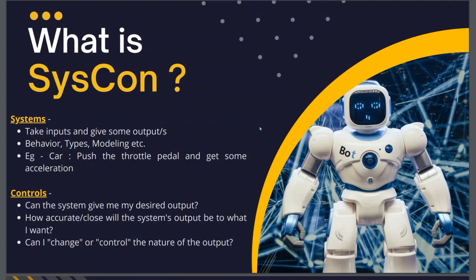Next, what are controls? So if I have a system which, if I give some input, gives me an output, then can this system give me a desired output? If it can, how accurate or close is it to what I really want? Can I really control or change this output or control the nature of this output? Can I control the way my system behaves if I give a different input, say for example? So that is what we essentially try and study in controls.